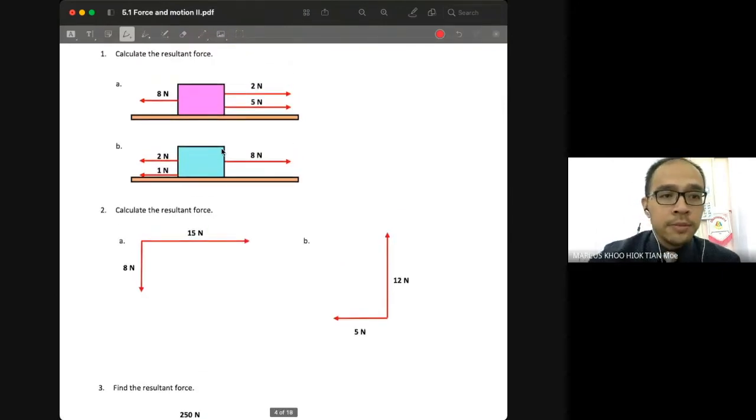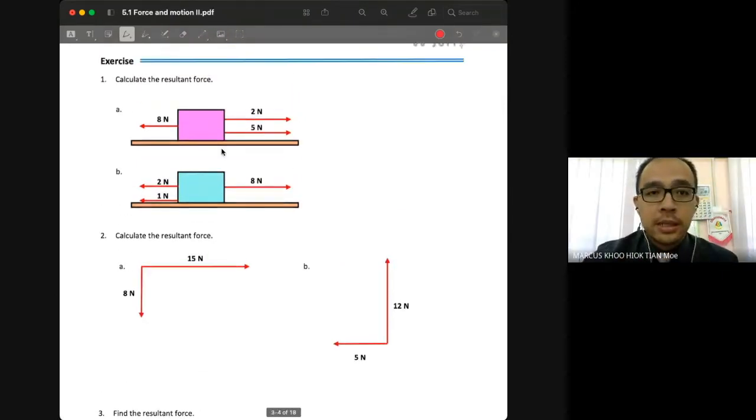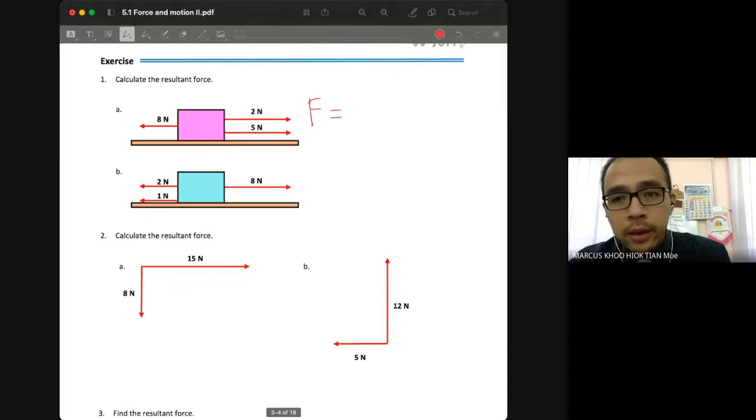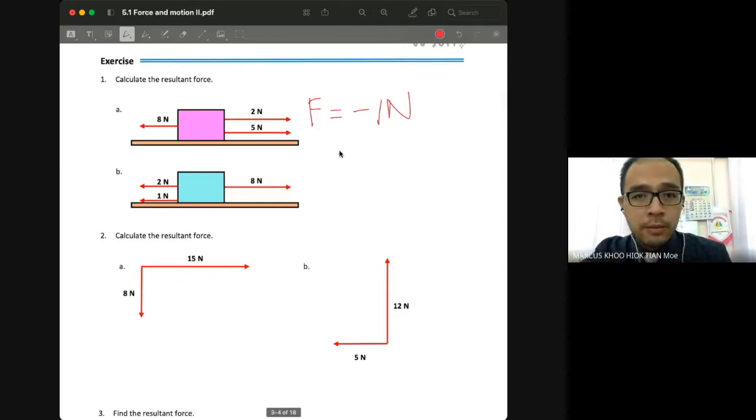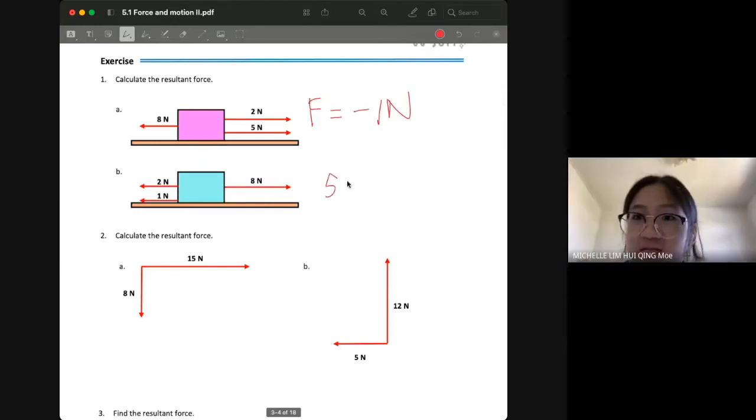Okay, page 4, Lester. 1A first, resultant force. Lester, are you there? Oh, okay, negative 1 Newton. Negative 1 Newton. Nasib baik saya nampak the chat, otherwise, okay. Next person is Michelle. 5 Newton. Okay, 5 newtons.